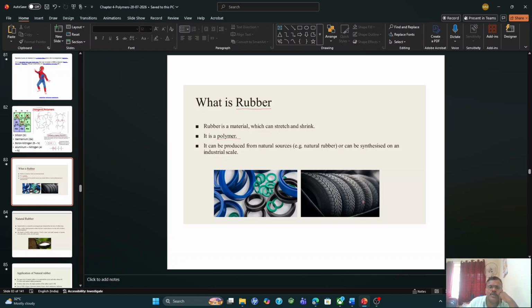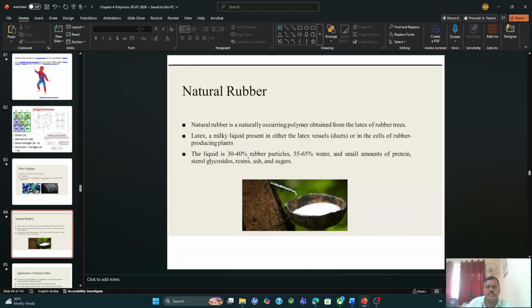So it can be produced from natural resources. Natural rubber can be prepared from latex rubber trees. In South India, in Kerala, you could see a lot of rubber trees. The latex is nothing but a milky liquid present in the latex vessels or in the cells of rubber-producing plants.